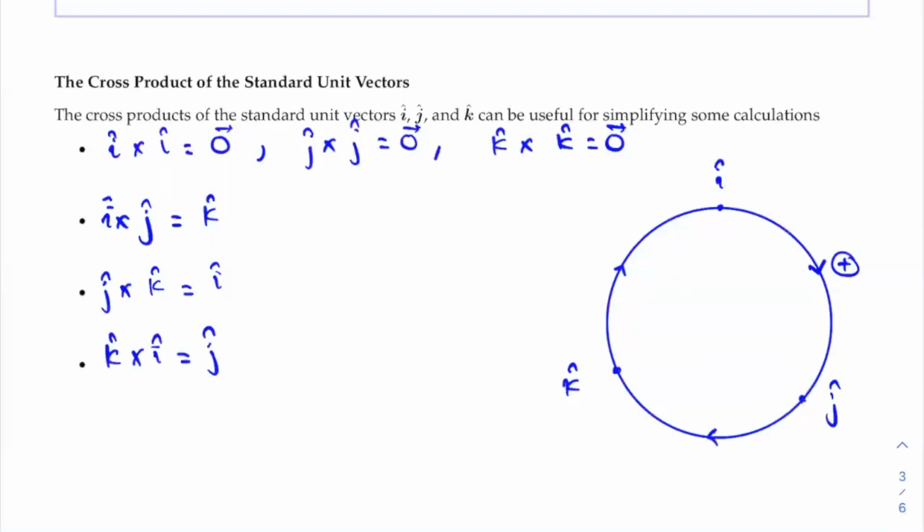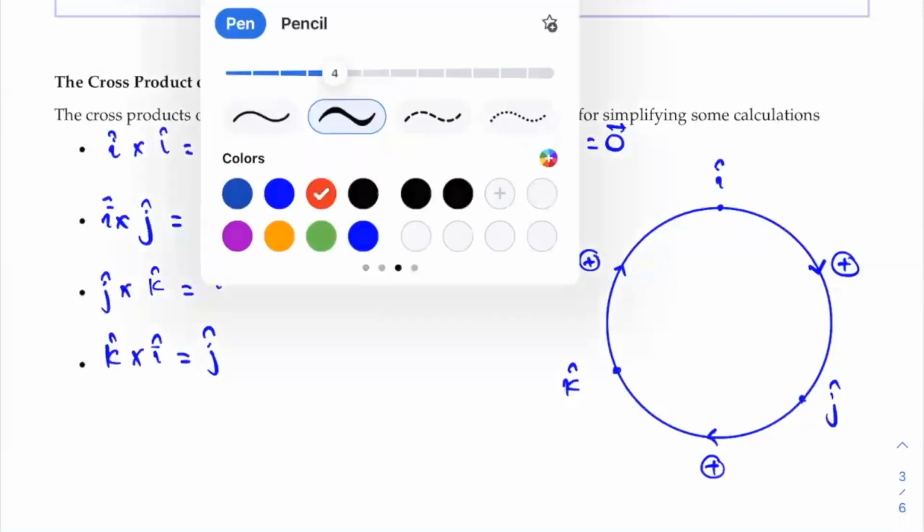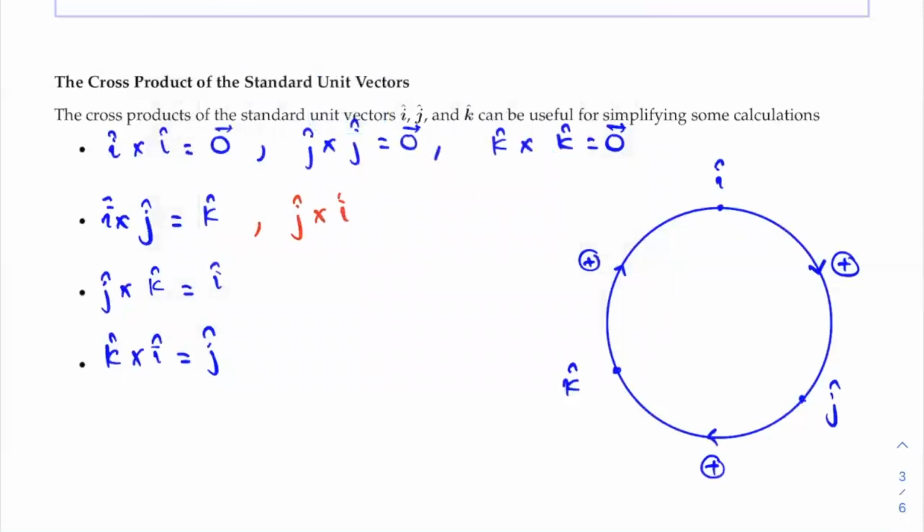Okay, so that's the positive directions. Here positive, here positive. Now, if we go the other way, if you do j crosses with i, it's going to be equal to negative k. So j goes the other way. j crosses with i gives you negative k. k crosses with j gives you negative i. So you go the other way here, negative. And when you do i crosses with k, it will give you negative j.